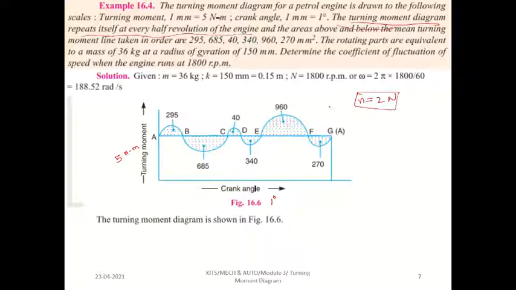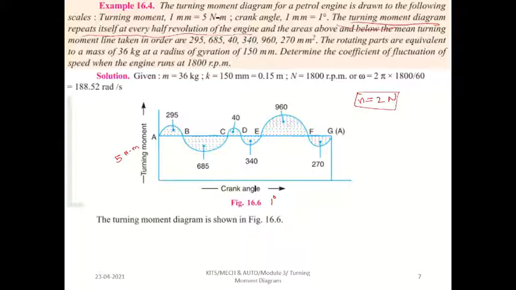We'll read the question further. The areas above and below the turning moment line, taken in order, are 295, 685, 40, 340, 960, 270. The rotating parts are equivalent to a mass of 36 kg at a radius of gyration of 150 mm. Determine the coefficient of fluctuation of speed when the engine runs at 1800 rpm.